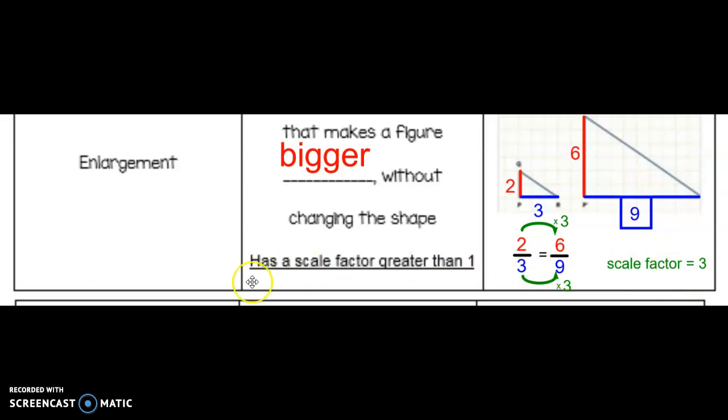Our scale factor is what we multiplied by. Again, because it got larger, we know our scale factor was greater than 1. In this case, our scale factor was 3.